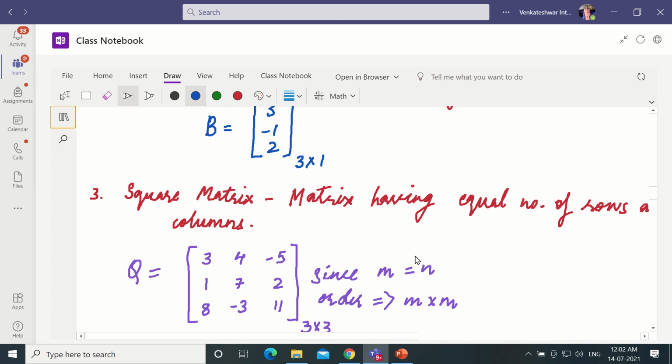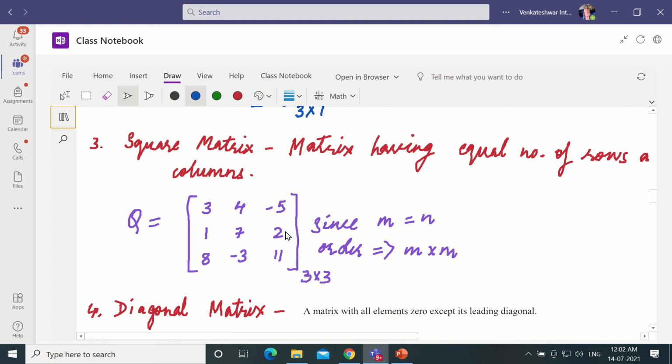Then we have something called the square matrix. We will be working exhaustively on square matrices when we come to determinants. So a square matrix is one which has an equal number of rows and columns. So if you see here, this is a square matrix. It has 3 rows and 3 columns. And since m is equal to n, we can also write the order as m into m. So this is a 3 by 3 matrix.